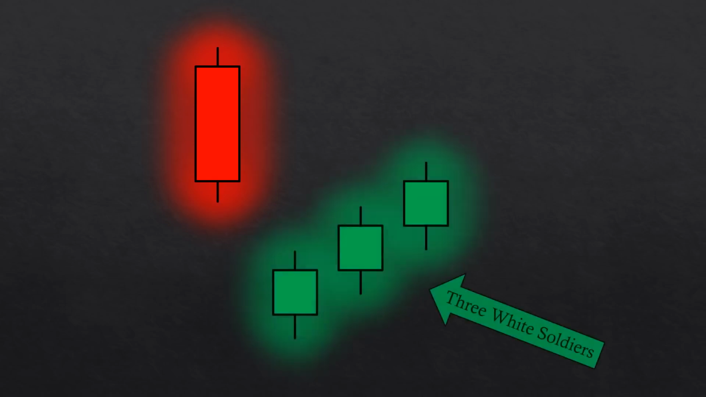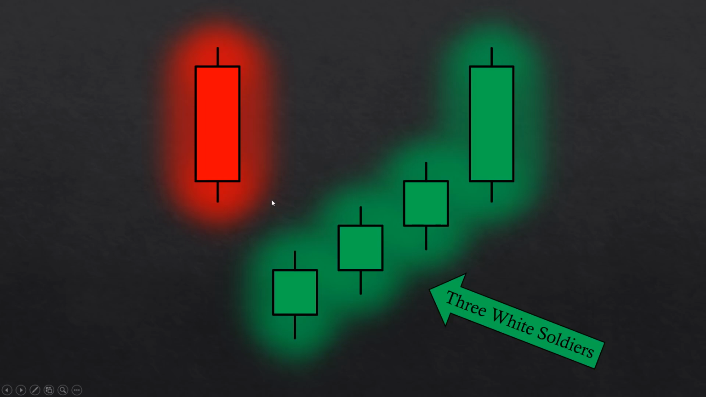The three white soldiers pattern appears when price is going to the downside in order to signal a reversal to the upside. Here we can see how the pattern begins with a gap down and then fills the gap with the three ascending candlesticks.